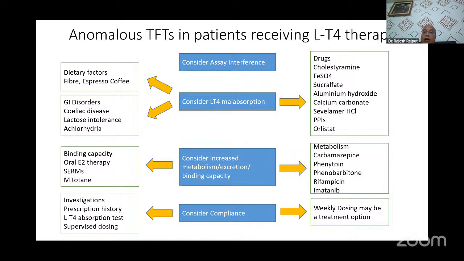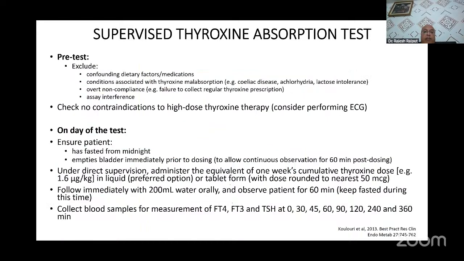Again, it causes increased demand. Imatinib is a drug which is used for CML, chronic myeloid leukemia. Again, it causes increased demand. And then, apart from that, compliance is always an issue. So whenever we see such a patient, one way to diagnose is to do a supervised thyroxine absorption test. How do we do it? Pre-test, we exclude confounding factors like dietary factors, take a thorough drug history, rule out celiac disease by doing IgA TTG, and then ensure that patient is not suffering from cardiac disease.